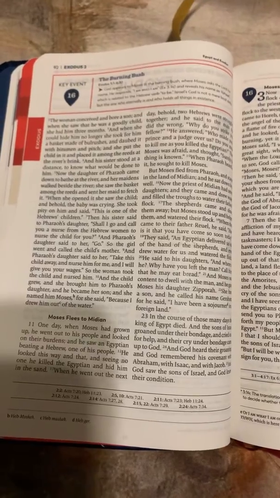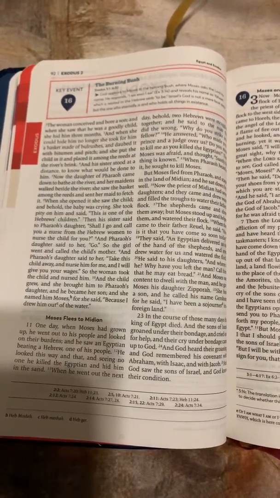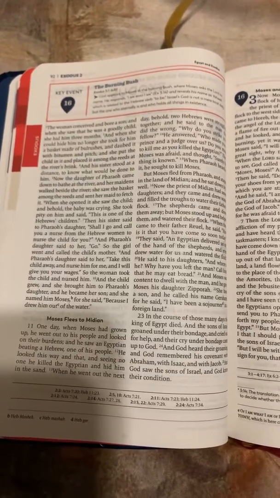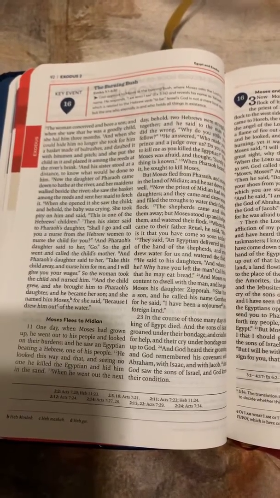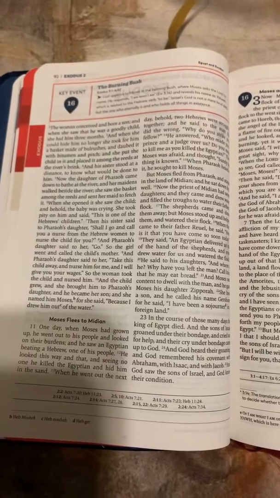Moses grew up. One day we know these stories, but I'm just going to go into them. The first half is not as good as the second half of this part, just so you know. The second half is amazing. So let's just get through the first, and then we'll get to the second.